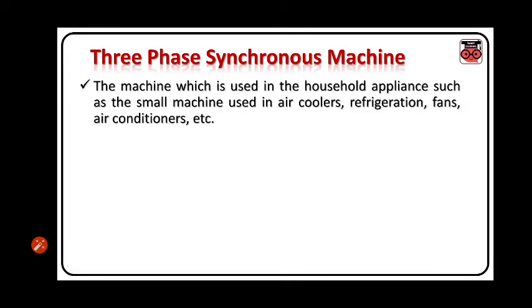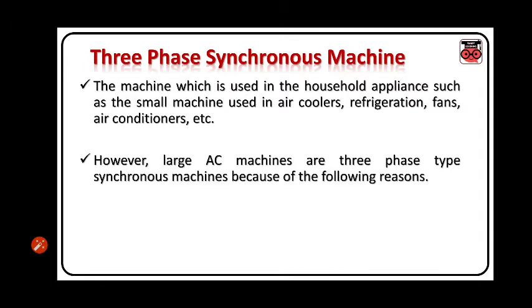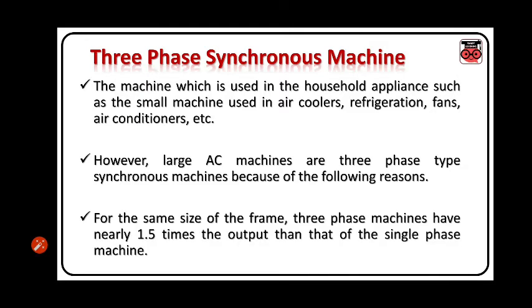The three-phase synchronous machine. Single-phase machines are used in household appliances such as the small machines in air cooler, refrigeration, fans, air conditioner, etc. However, large AC machines are three-phase type synchronous machines because of the following reasons. For the same size of frame, the three-phase machines have nearly 1.5 times the output of the single-phase machine.